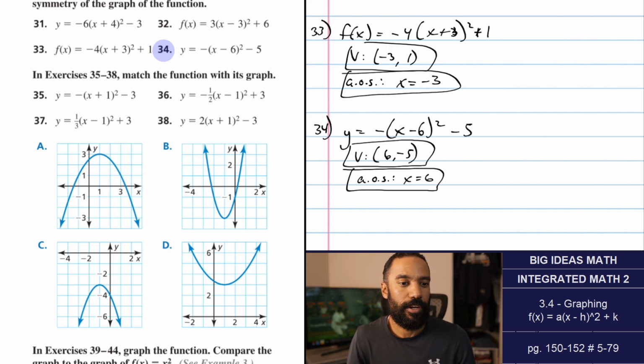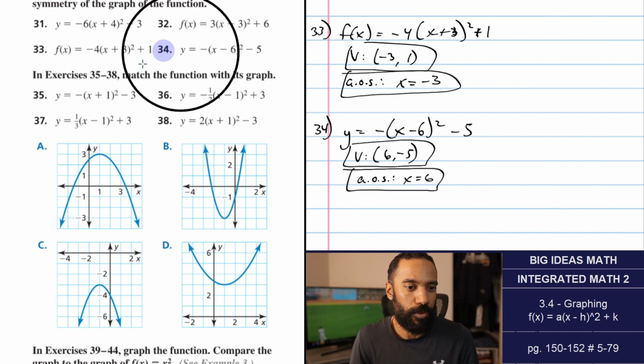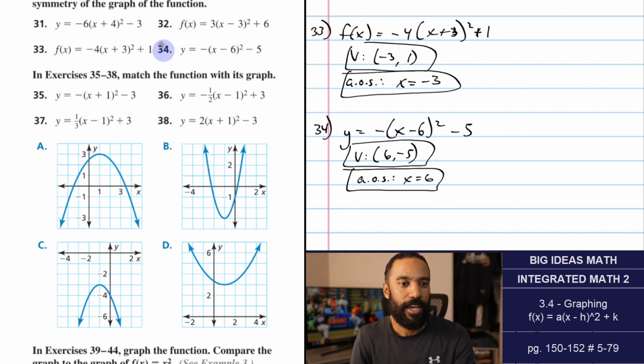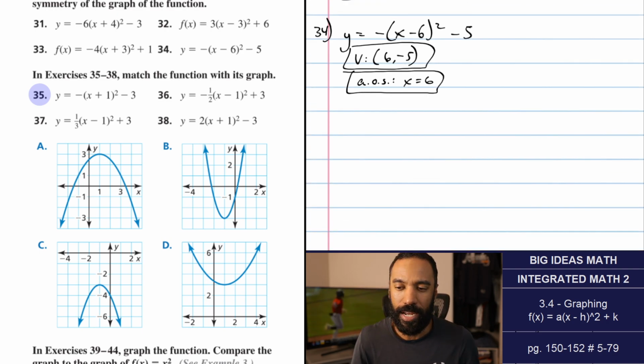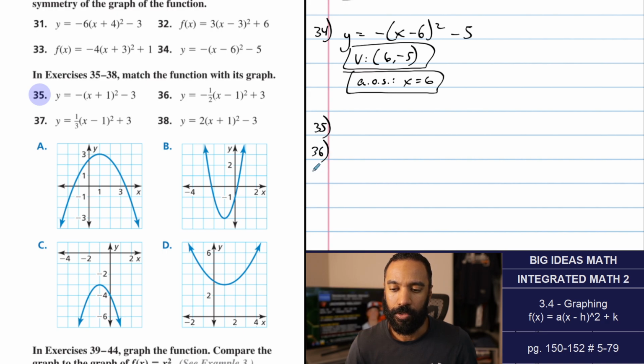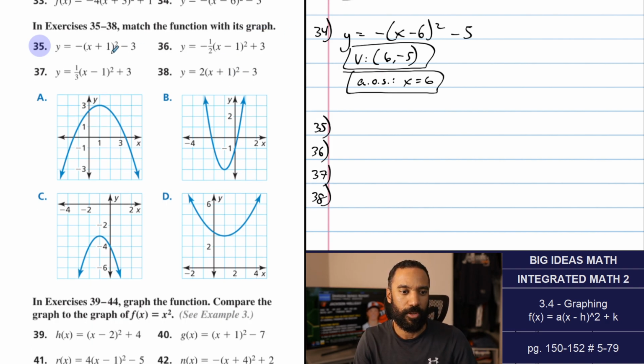Okay, numbers 35 to 38: match the function with its graph. I don't know if I'm going to really write anything besides the letters of the answers here. We could identify vertexes and stuff. I'm going to say those out loud, if that's okay with you guys. Really, I want to find the vertexes, whether it faces up or down, things like that, because those could be the only thing that change.